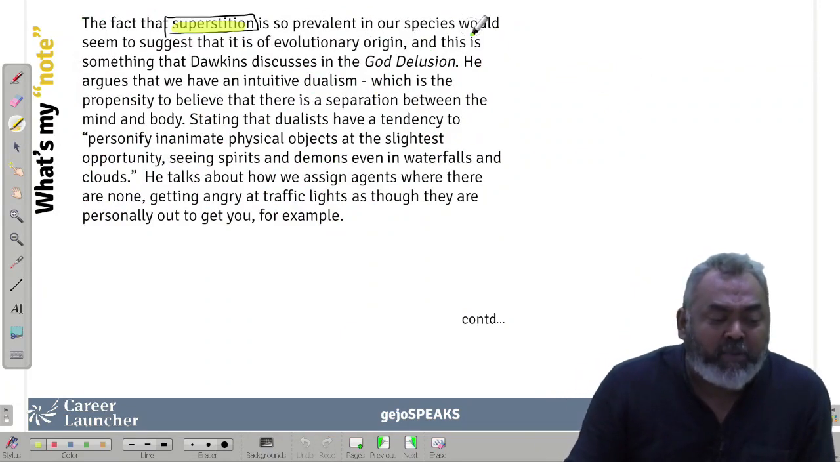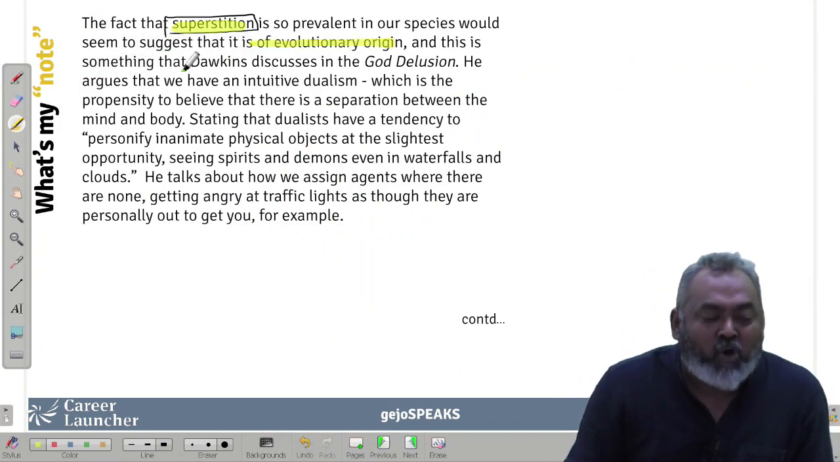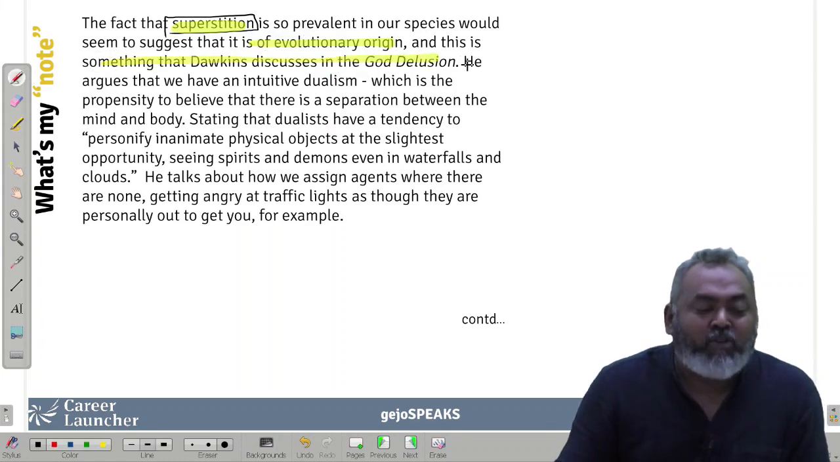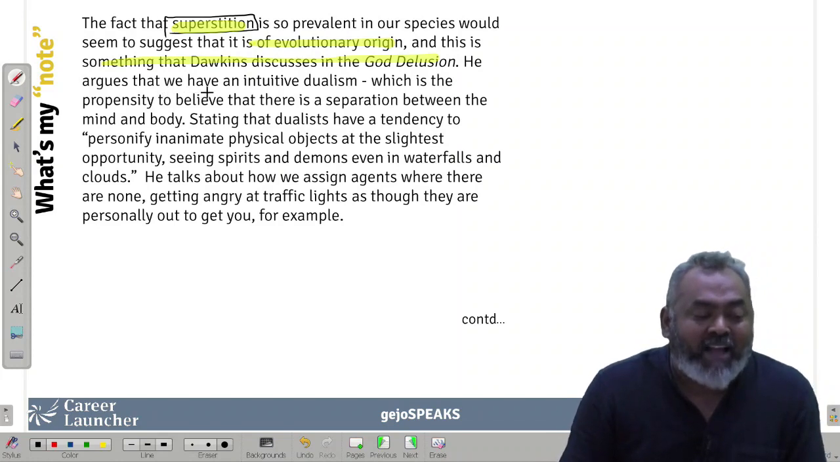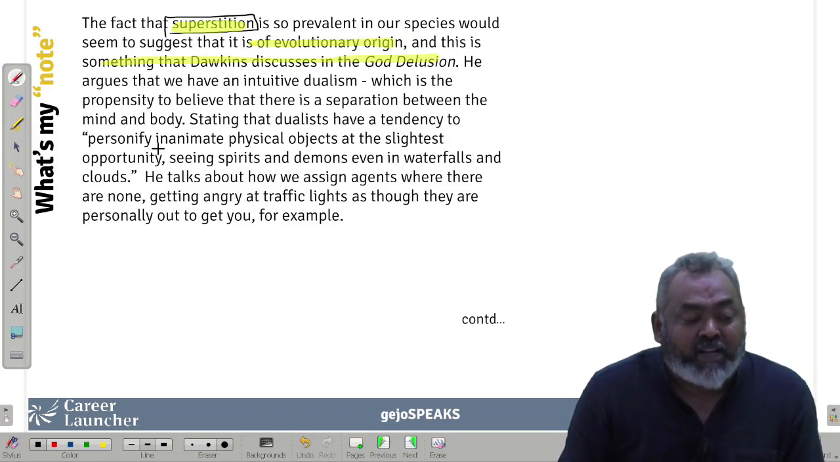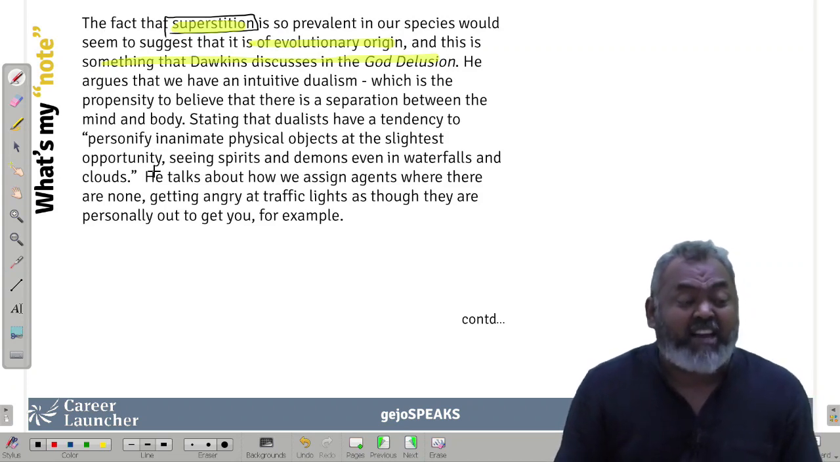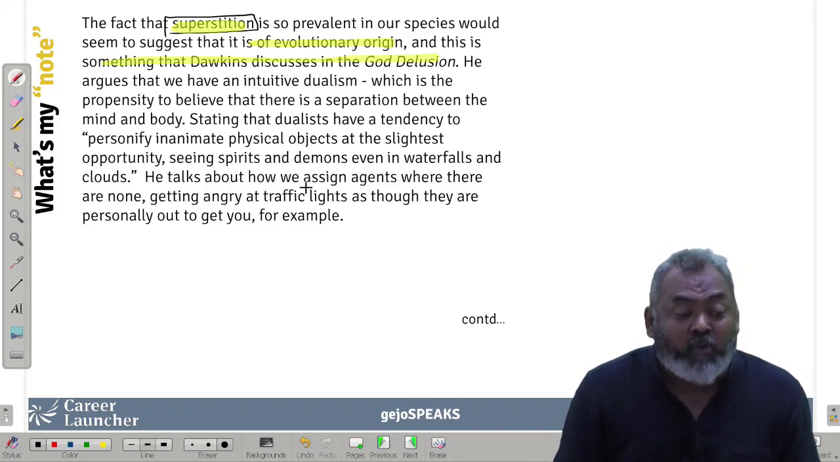The fact that superstition is so prevalent in the species would seem to suggest that this has evolutionary origin, and this is something that Dawkins discusses in The God Delusion. Okay, superstition has got evolutionary origin. He argues that we have an intuitive dualism, which is the propensity to believe that there is a separation between the mind and body, stating that dualists have a tendency to personify inanimate physical objects at the slightest opportunity, seeing spirits and demons even in waterfalls and clouds. He talks about how we assign agents when there are none, getting angry at a traffic light as though it is personally out to get you, for example.